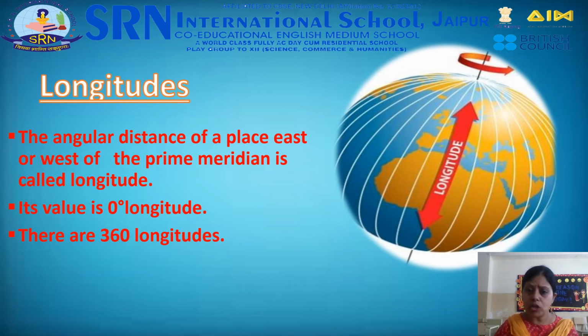Its value is 0 degree longitude. There are 360 longitudes drawn through the equator at equal intervals of 1 degree. The distance between the meridians is also measured in degrees, called degrees of longitude, which are further divided into minutes and seconds.